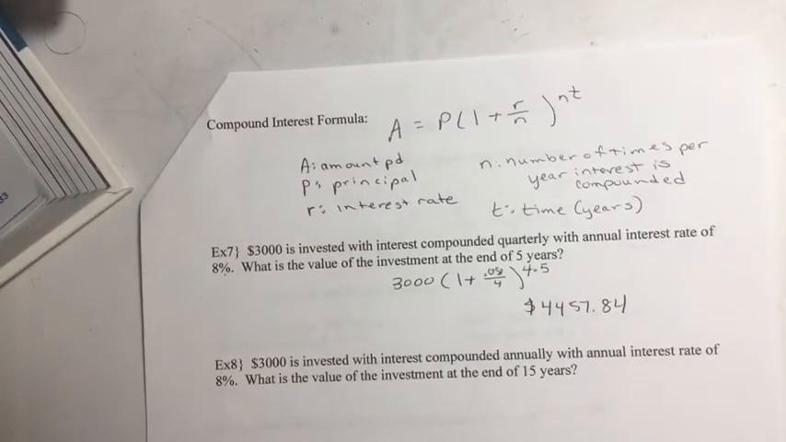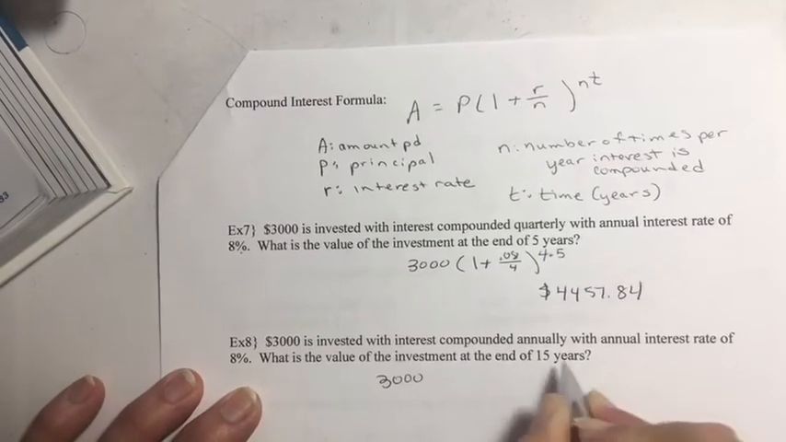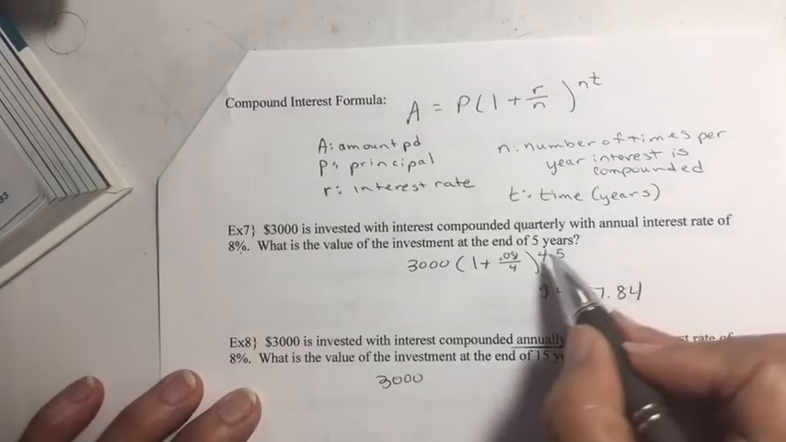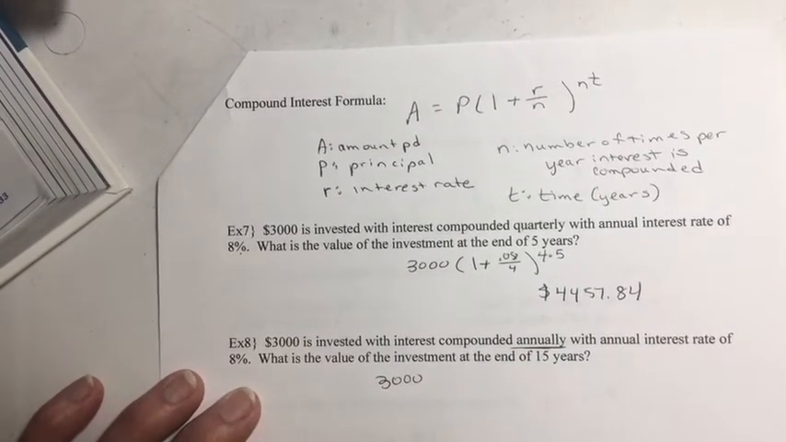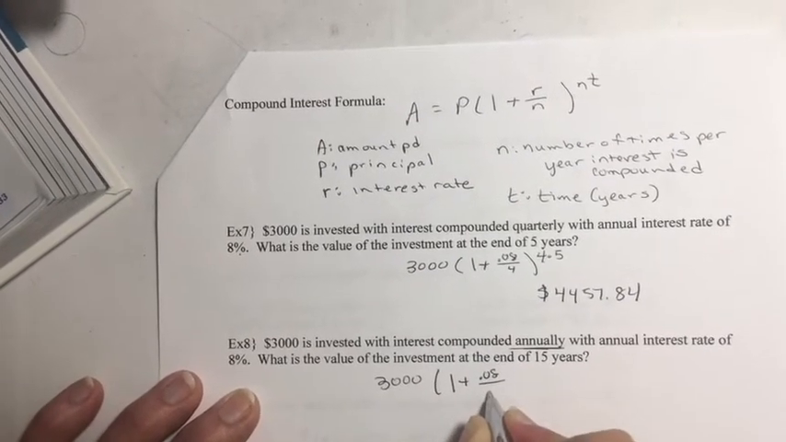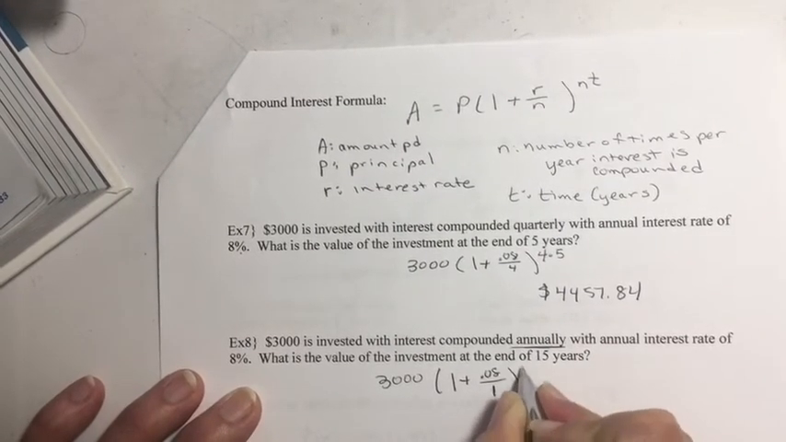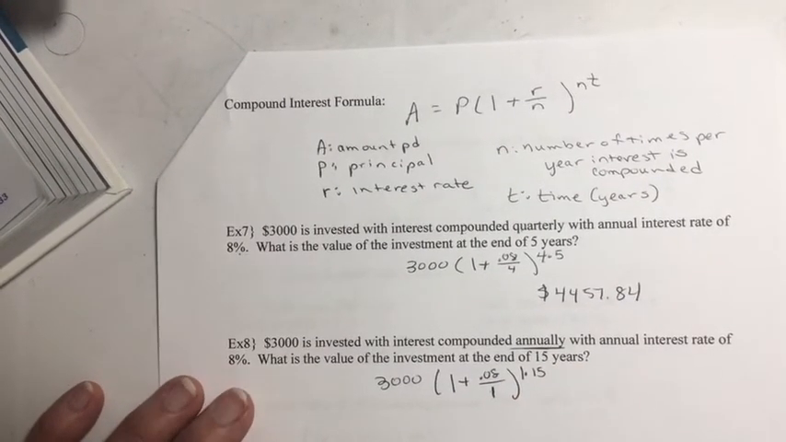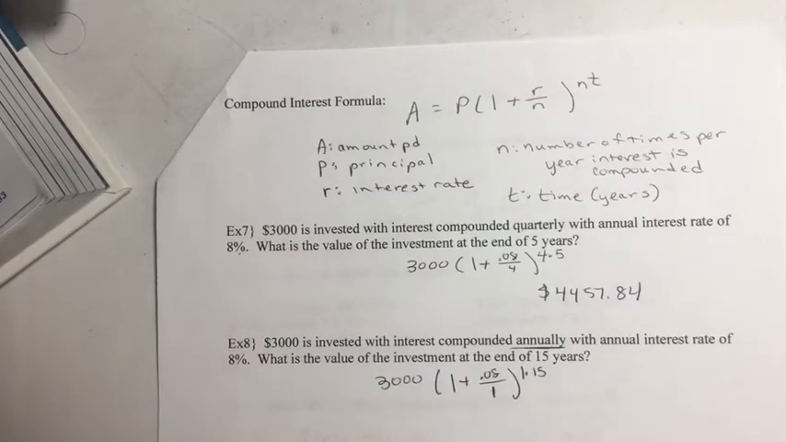Okay, let's look at number 8. Same investment of $3,000. This time, the interest is only compounded annually. In other words, not 4 times a year, but 1 time a year. The same interest rate. Let's see how that affects the problem. So the N down here, this time, annually is 1 time per year. Oh, this is 15 years, not 5. Okay. Go ahead and enter that in the calculator.